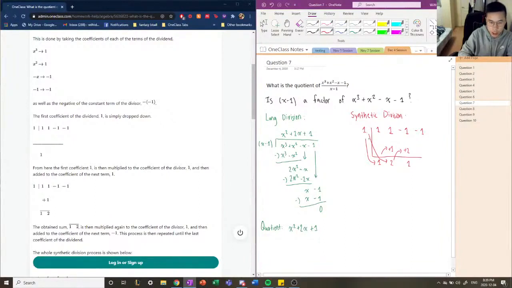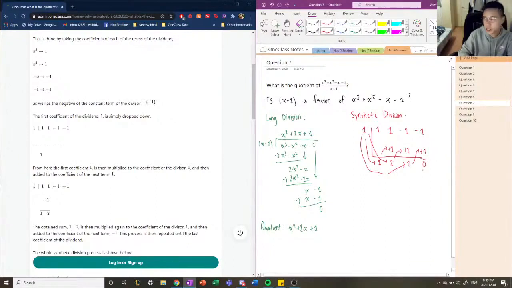And finally, we're going to carry down our last one. So 1 times 1. Sorry, let me just carry it over here. Oh my gosh, this is kind of messy. So 1 times 1, so plus 1, minus 1 equals 0.